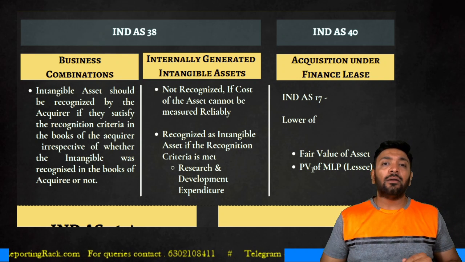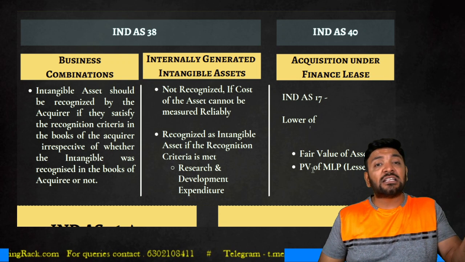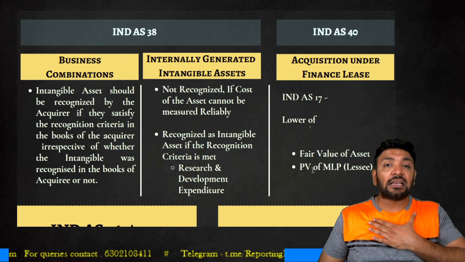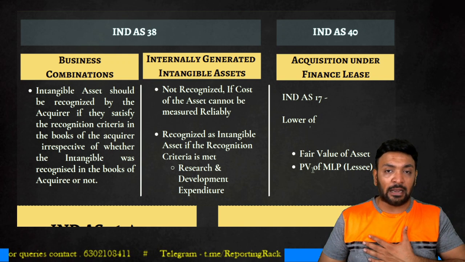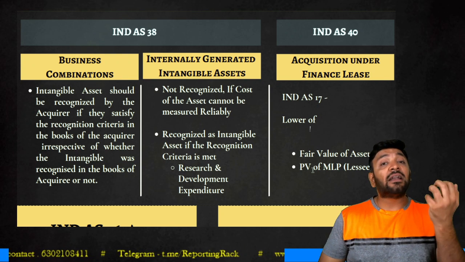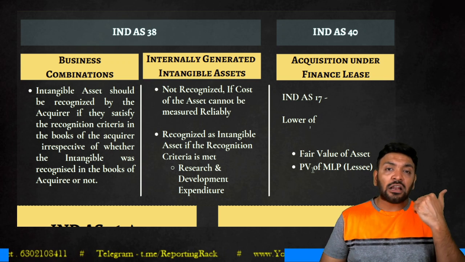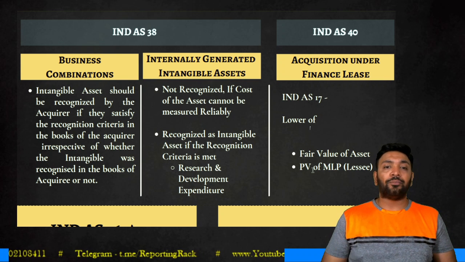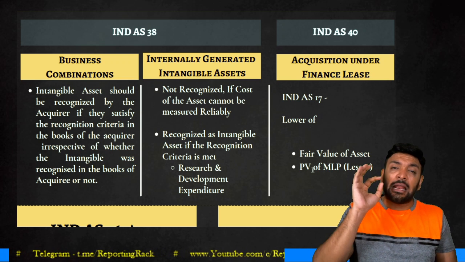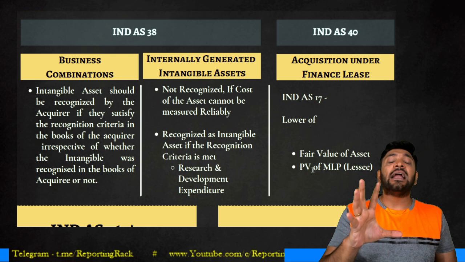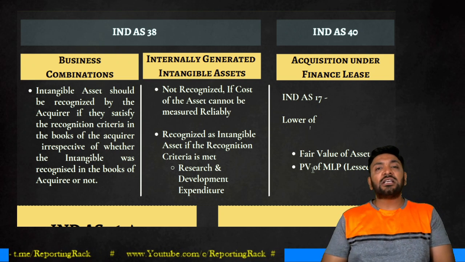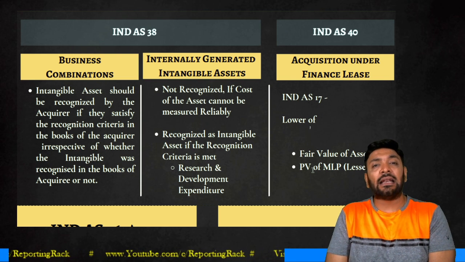Conversely, what if the intangible asset was not recognized by the transferor, but it met the recognition criteria in the books of the acquirer? I recognize the asset. Automatically, goodwill will fall or come down. Clear? Regarding intangible assets, there is a very important concept relating to internally generated intangible assets. What is this concept of internally generated intangible asset?